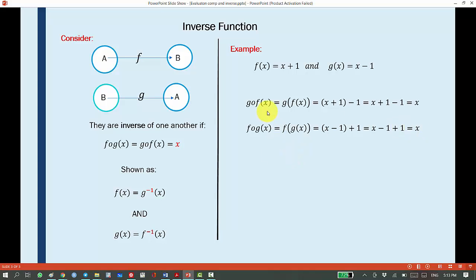Therefore, f of g and g of f are x, both of them. Hence, the two functions are inverse. In other words, f is the inverse of g and g is the inverse of f.